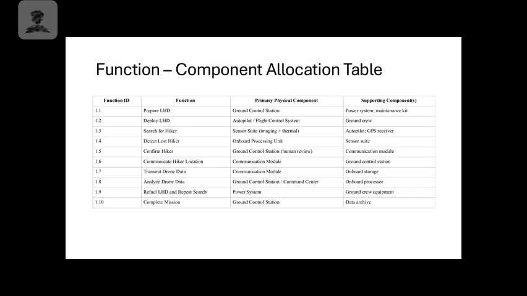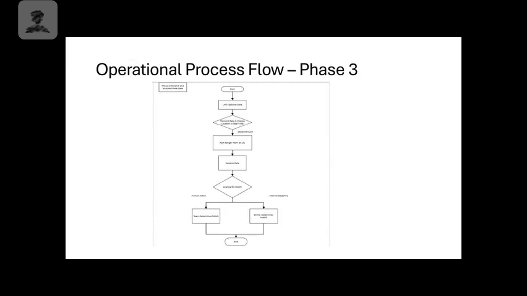Moving on to these functions, we see here the component allocation table. Several functions are assigned to their physical component and supporting components. And we see in these next couple diagrams how these operational processes are visualized through different flowcharts and tier diagrams.